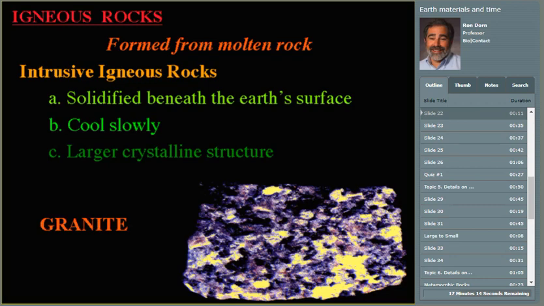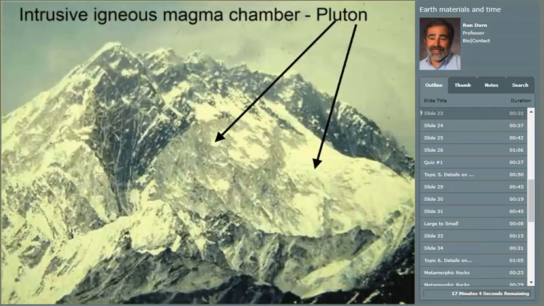So to review again, intrusive igneous rocks are those that solidify deep beneath the Earth's surface. They have large crystals because they cool slowly, and granite is a typical example found in Arizona. Although the magma solidifies at great depth, we see granite exposed at the surface when the surrounding rock has eroded away. This is a view of a mountain in Nepal, where you can see a cross-section of the mountain.